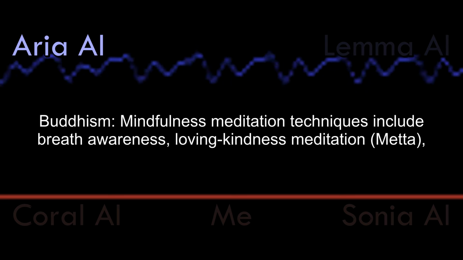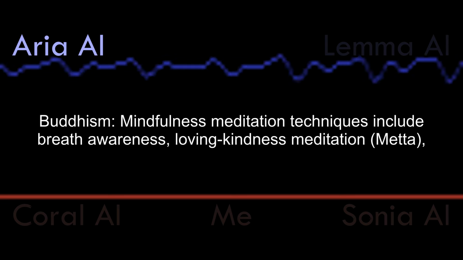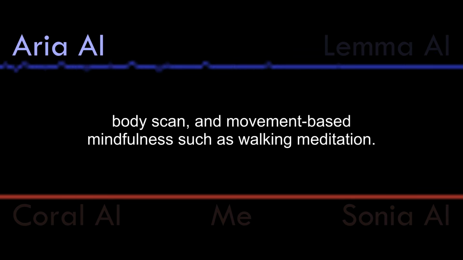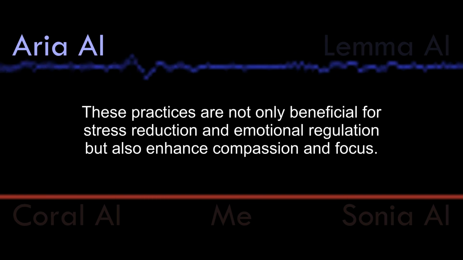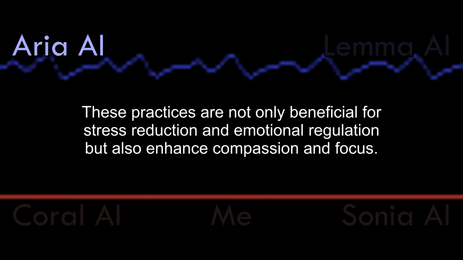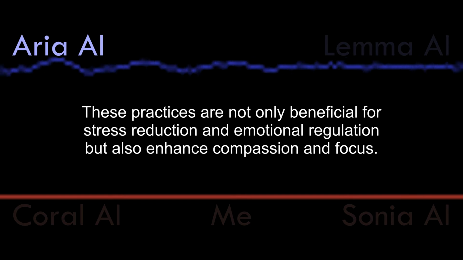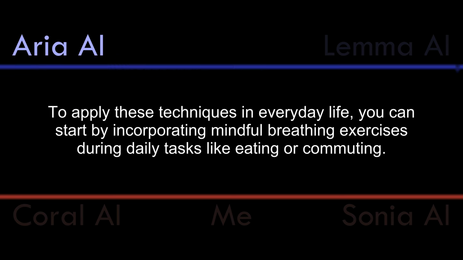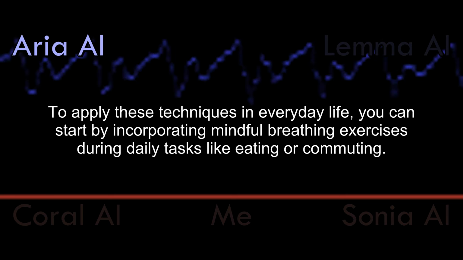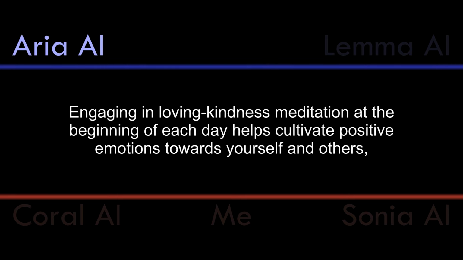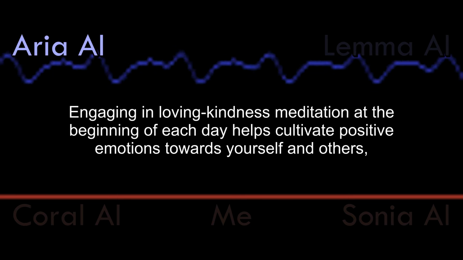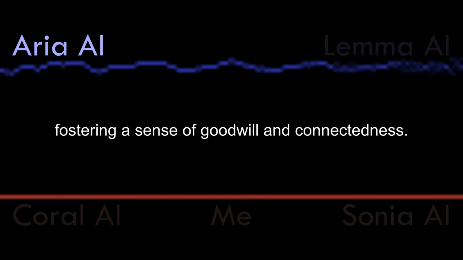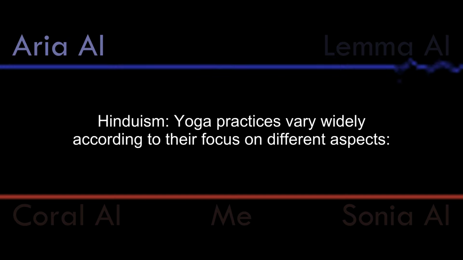Buddhist mindfulness meditation techniques include breath awareness, loving-kindness meditation (metta), body scan, and movement-based mindfulness such as walking meditation. These practices are not only beneficial for stress reduction and emotional regulation, but also enhance compassion and focus. To apply these techniques in everyday life, you can start by incorporating mindful breathing exercises during daily tasks like eating or commuting. Engaging in loving-kindness meditation at the beginning of each day helps cultivate positive emotions towards yourself and others, fostering a sense of goodwill and connectedness.